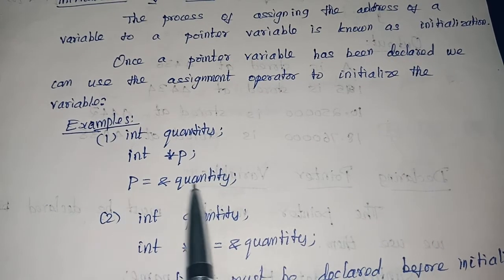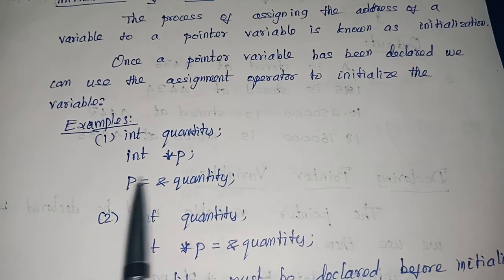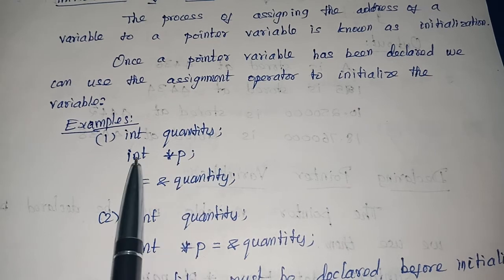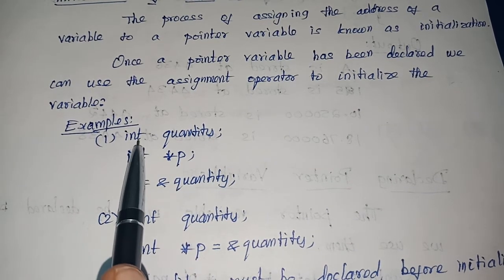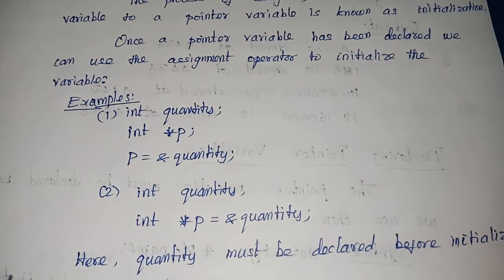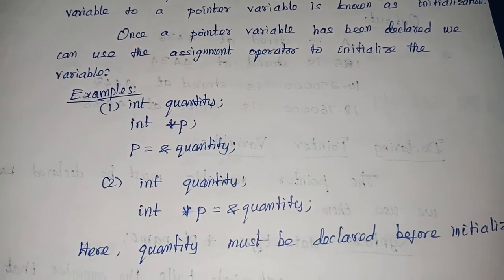So we are assigning the address of quantity to another variable P, which is declared as a pointer variable, which also belongs to the data type of quantity. That's all about initialization. Let us see the different methods of initialization.